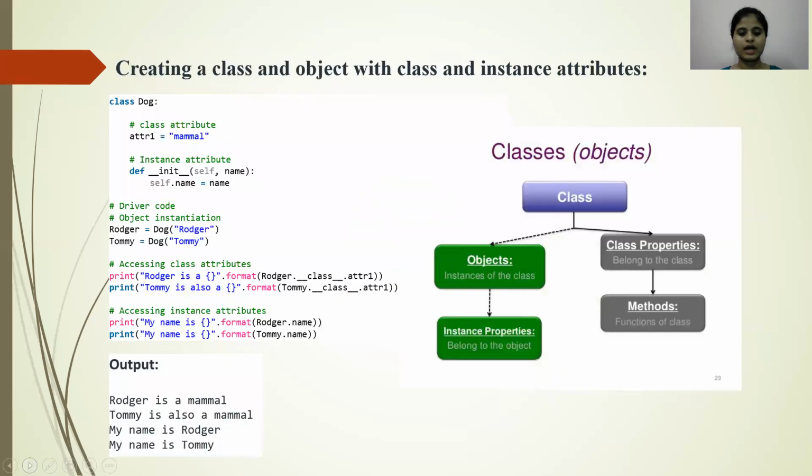Let us now see how to create a class and an object with class and instance attributes. First, let's insert the class attribute. Then, insert the instance attribute. After that, object instantiation. Then let's access the class attributes and instance attributes. And here is the output.